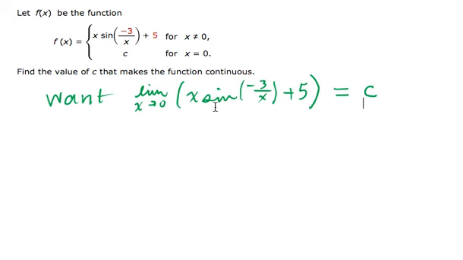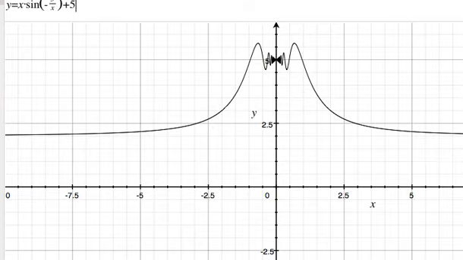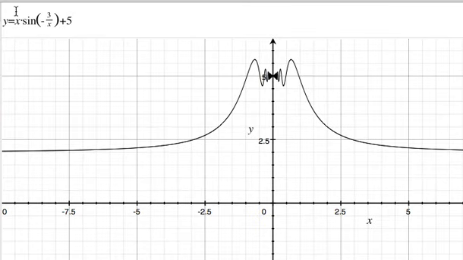You're not going to be able to do that algebraically, so you're going to have to do it graphically or numerically. Either way is fine. For time's sake, I'm going to look at the graph. So here's the graph of y equals x times sine of negative 3 over x plus 5.